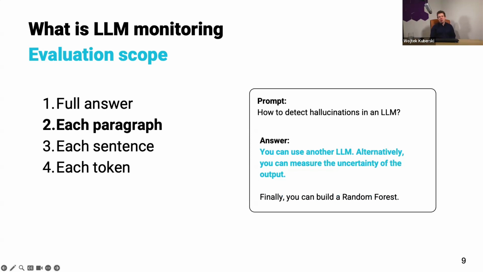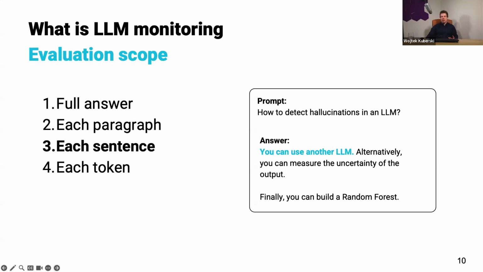Then the second approach is to evaluate hallucinations per paragraph. LLMs quite often answer in paragraphs, and we could just discard a specific paragraph. This is a reasonable approach, and we see it in a few papers. However, most of the papers and most of the approaches we've seen both in academia and in practice focus on sentence-level ground truth and sentence-level hallucination detection, where we evaluate each sentence separately to see whether it's correct, full, and unambiguous.